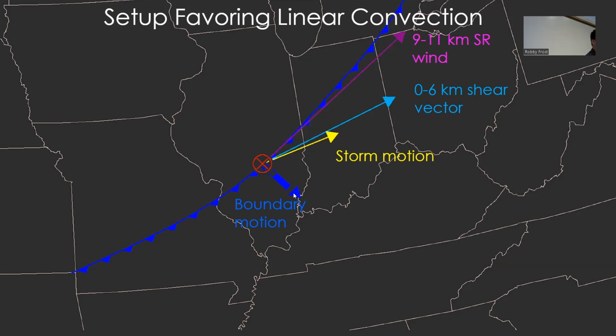What's the component of the storm motion across the boundary compared to the movement of the boundary? Is the cold front moving as fast or faster than the storms, or are they outrunning it? I don't have it drawn on here, but you can eyeball it.